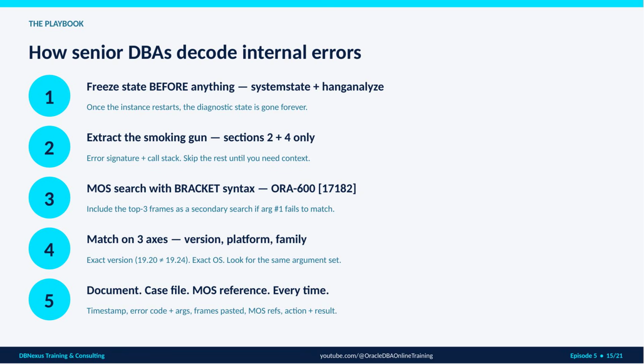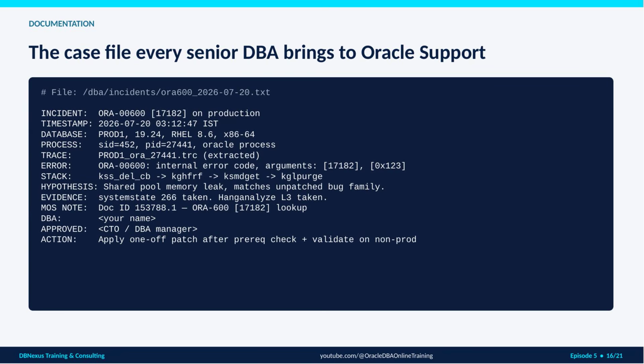Number 5, document. A case file you must reference every time: timestamp, error code plus arguments, frames pasted, MOS notes checked, action taken, result observed. Habit, not heroics. Let me show you what a real case file looks like. Simple text file, one entry per incident.